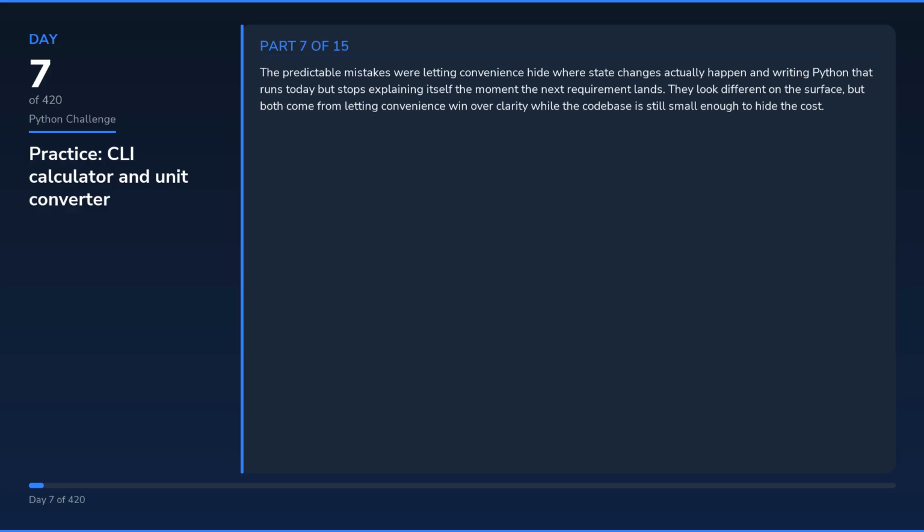The predictable mistakes were letting convenience hide where state changes actually happen and writing Python that runs today but stops explaining itself the moment the next requirement lands. They look different on the surface, but both come from letting convenience win over clarity while the codebase is still small enough to hide the cost.